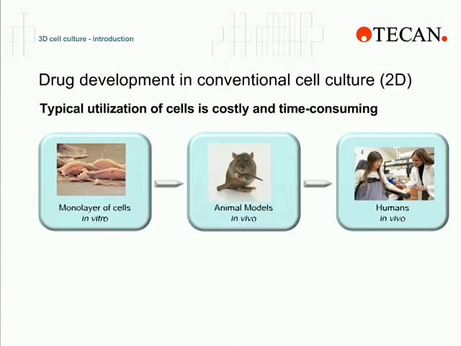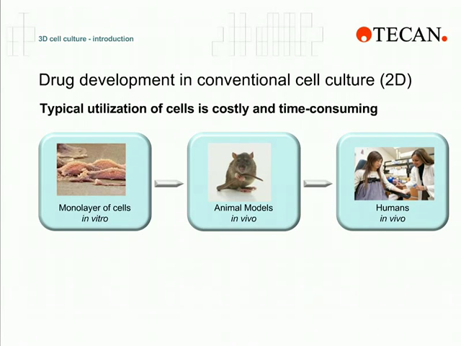So conventional cell culture in 2D was used very successfully over the last decades. But we all know that the findings coming from conventional cell culture cannot always be directly translated to the in vivo situation. So there is still a huge amount of experiments that needs to be performed in animal models. And this, of course, makes the whole process very cost-intense and time-consuming.